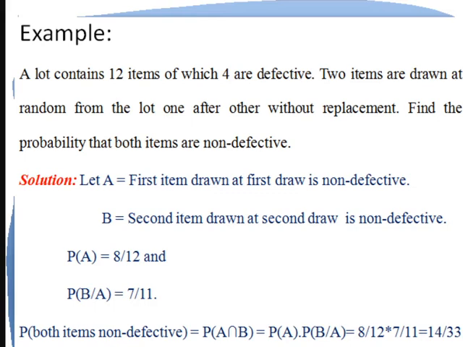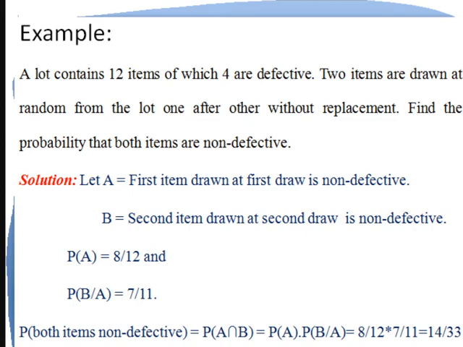Then probability of event A is equal to what? In the lot there are 8 non-defective items, and we have to find out only one non-defective item. This can be done in 8 ways, and the lot contains total 12 items, out of which one item can be drawn in 12C1 ways, which is equal to 12 ways. The required probability of event A is equal to 8 upon 12.